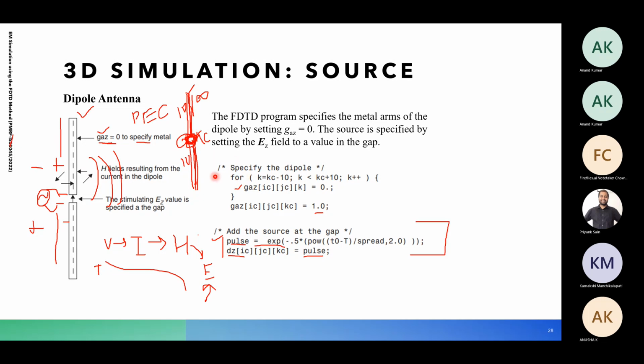So this part will lie outside the loop, and this will lie inside the loop, between the update equations. Once you have updated the dz values, then you specify this dz value, and then you calculate the e field values, and then update the h field values. That's how usually we are writing the code. So this is inside the main part.